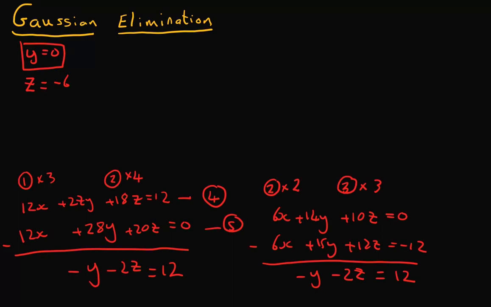And we can sub into equation 1 then. We've got 4x plus 6z is equal to 4. We know that z is negative 6, so we've got 4x minus 36 is equal to 4. So we're left with x is equal to 10. That's a possible solution.